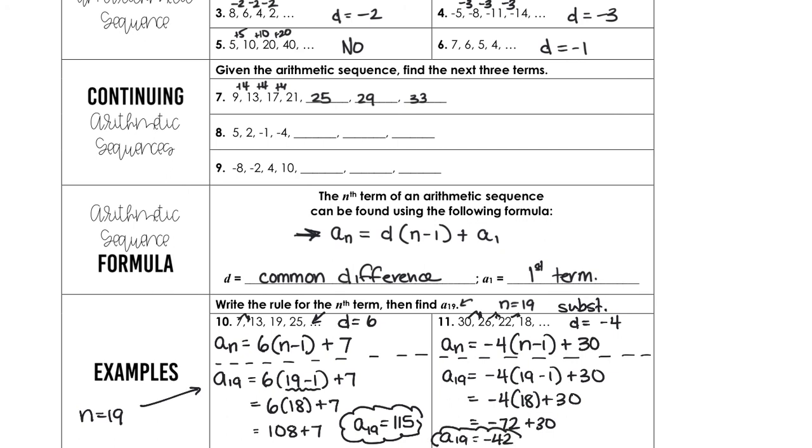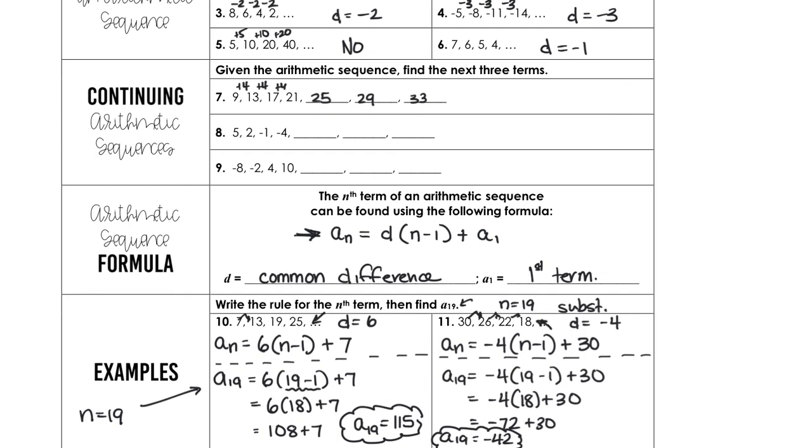So again, what does this mean? It means that if I went out to the 19th number in the list above, I would get an answer of negative 42. And that's it. So that's arithmetic sequences. There's nothing more to it than that.